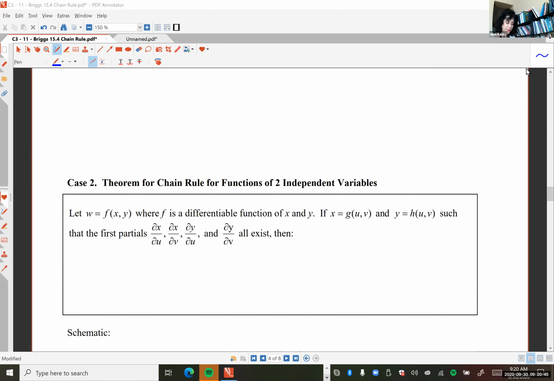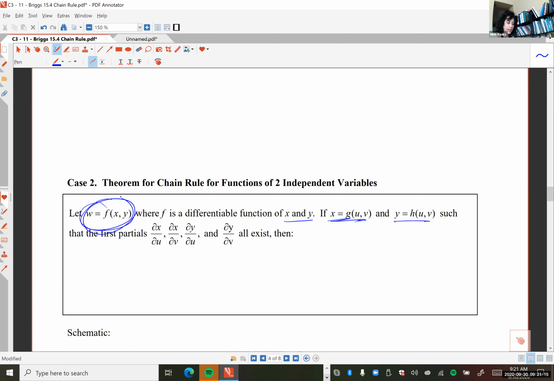Okay. So let's do case 2. We're going to start off easy and then we'll get a little bit more messy. Easy meaning let's say the function w is a function of only 2 variables. That could change; it could be 3, 4, 5, 6, who knows. And those 2 functions themselves, x and y, are going to be functions of 2 variables, let's say u and v. And let's say you have all these partials you have to worry about, dx/du, dx/dv, dy/du, and dy/dv. Let's say they all exist.